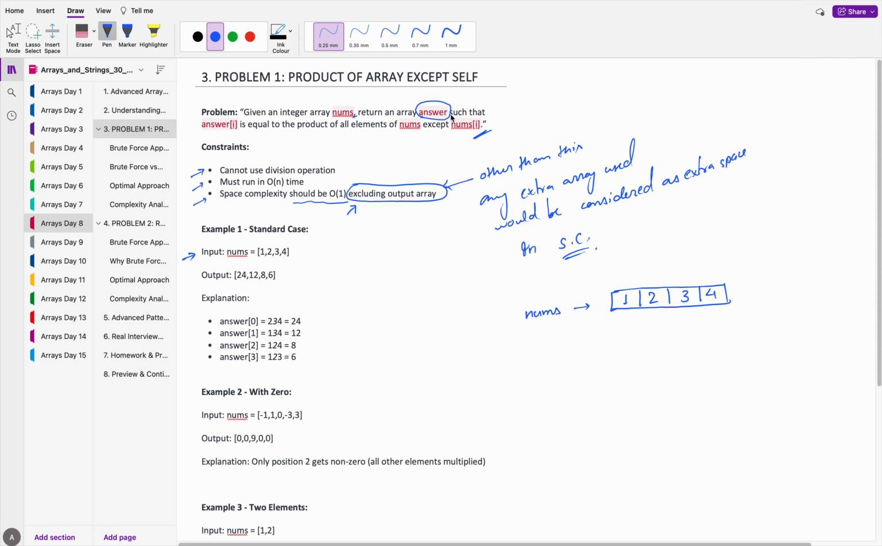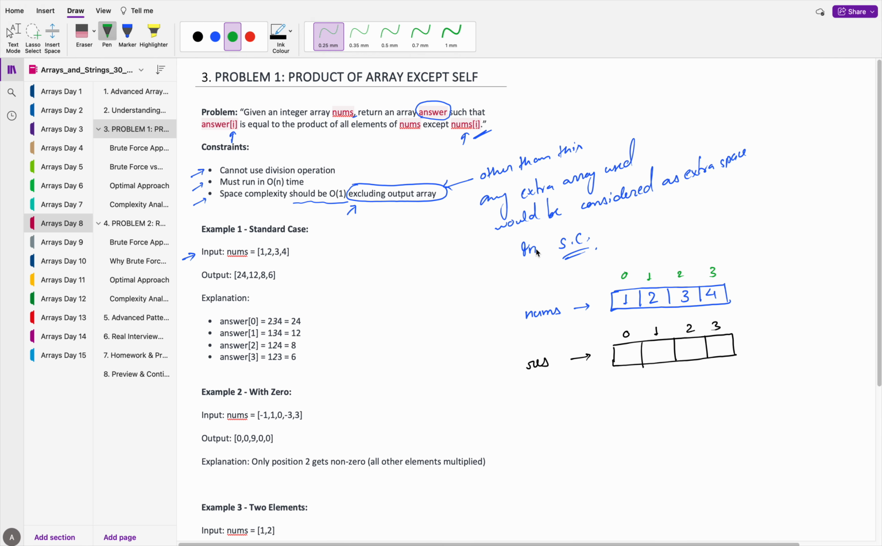And here they say in the answer array, for every ith index, the value should be equal to the product of all elements of the nums array except nums[i]. Means if I were to mark these items with indexes, then let me make one more array. This is the result array. Obviously, this would be of the same size as the input array because you need to put an answer for all the items in the array.